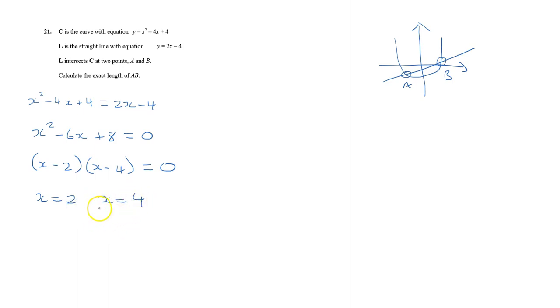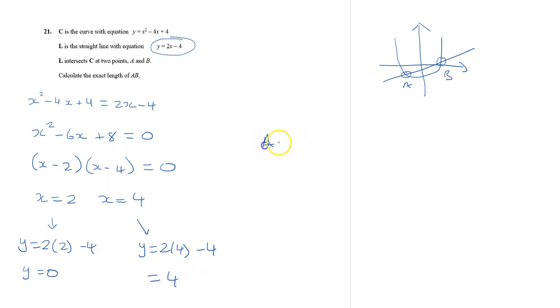Now what we're going to need to do is work out what their y values are as well. So we're going to substitute them into the line because this is the easiest one to substitute into. For the first one, we get y is equal to 2 times 2 minus 4, which is equal to 4 minus 4, which is 0. So y is 0 here. And for this one here, we've got x is 4, so y equals 2 times 4 minus 4. So 8 minus 4 is 4. So our coordinates then, A would be 2, 0, and B would be 4, 4.